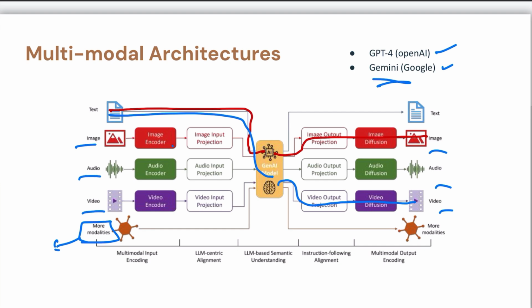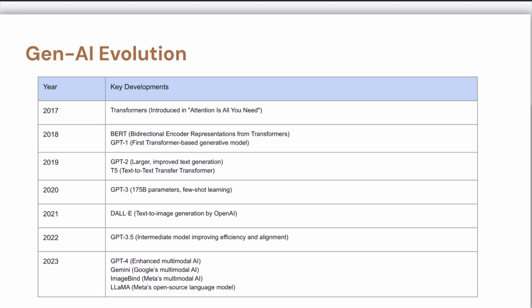First, it started with solving only NLP tasks, but at a larger context, larger range. Then it went into the computer vision domain as well, and then combined different domains together into a single model, which is multimodal architecture. Now let us look at the timeline of these generative AI models. We have been discussing that it started with the transformer architecture in 2017.